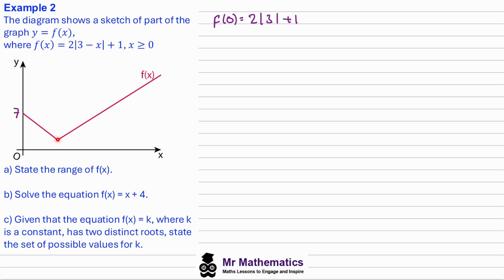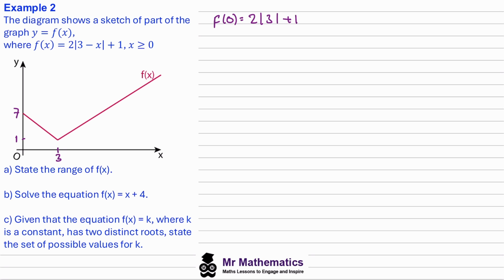And then from this point, we know this is the minimum. And the smallest that the modulus of a number could be is 0. So this x value must be 3. So I label this here. And then when this is 0, we double that to get 0, and we add 1. So this point would be positive 1.